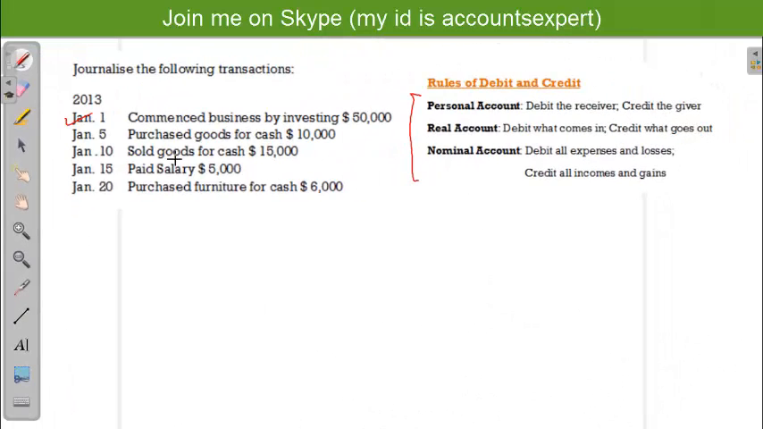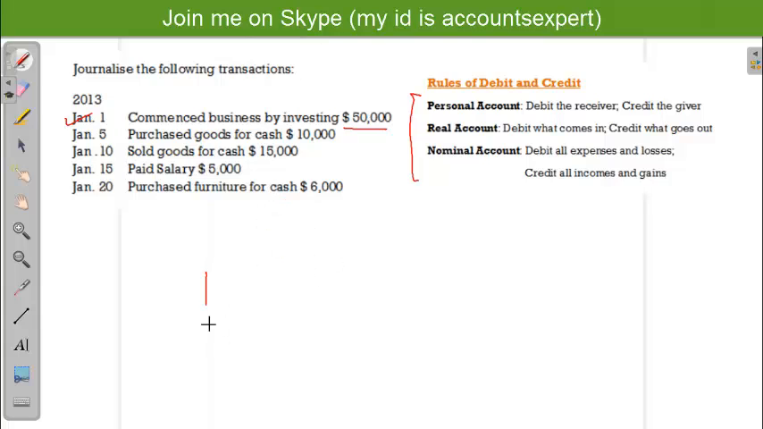Our first transaction is: commenced business by investing $50,000. To record this transaction in the books of accounts, first we are to identify the accounts affected by this transaction. And for that we have to see what happened in the business due to this transaction.